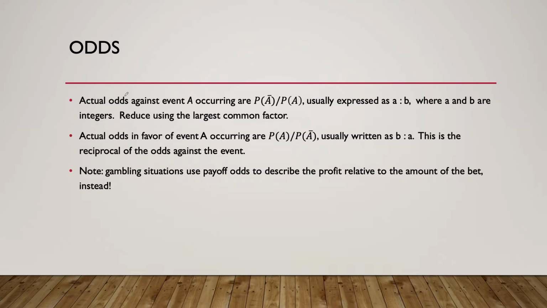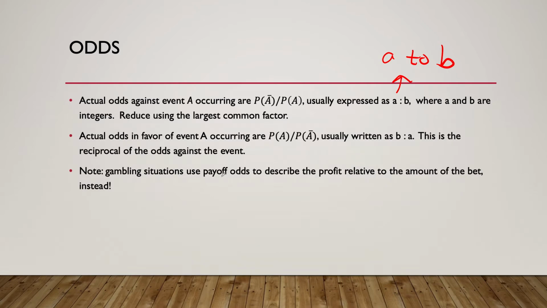The odds: the actual odds against event A occurring are the probability of A complement divided by the probability of A, which we could then write in a different ratio format as A colon B, where A and B are integers, and we can reduce it using the largest common factor. And this can be read as A to B. The actual odds in favor of event A occurring are the probability of A divided by the probability of A complement, written as B to A. This is the reciprocal of the odds against the event.